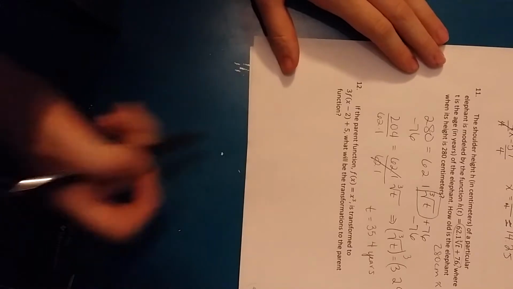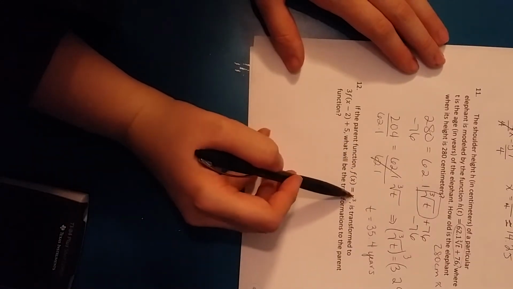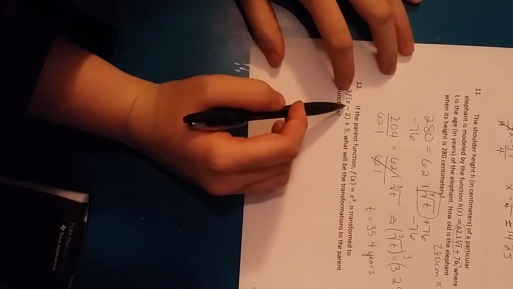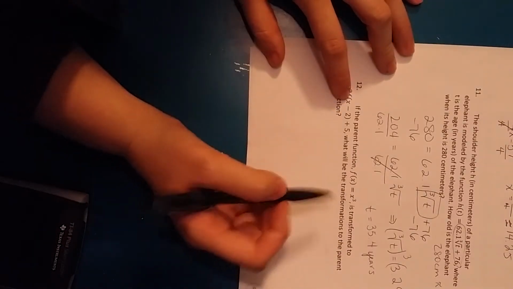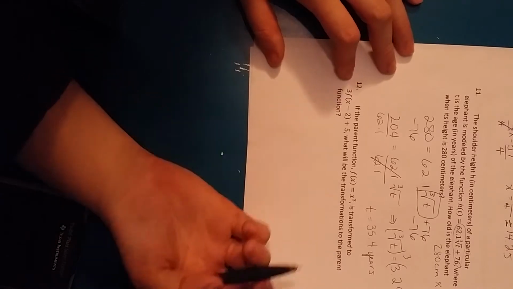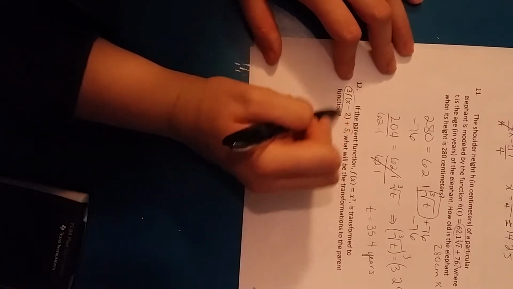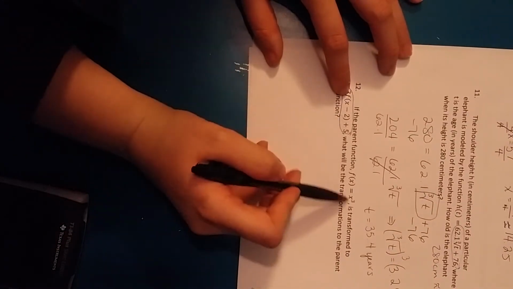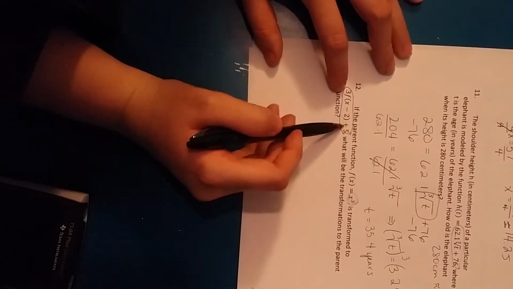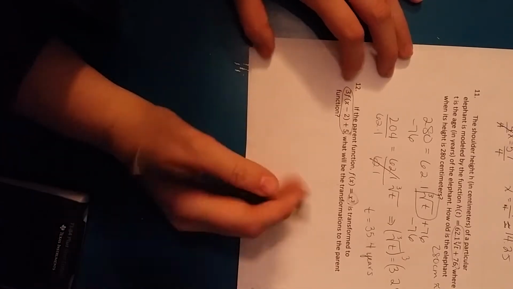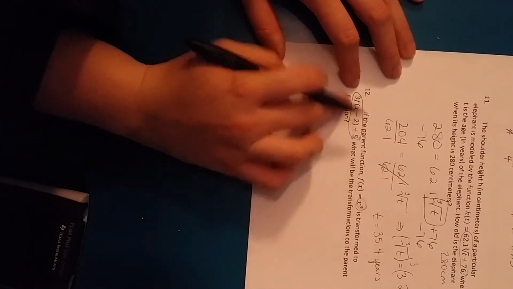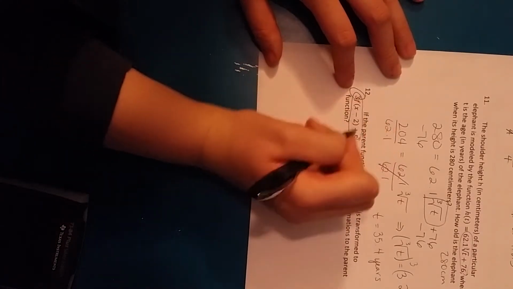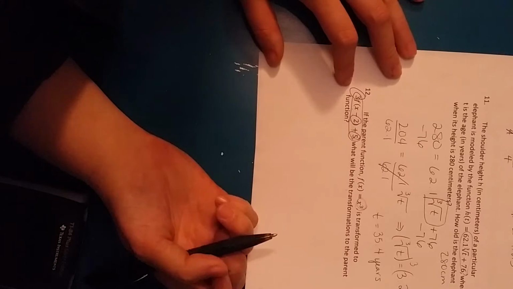So number 12 is asking, if the parent function f of x equals x cubed is transformed into 3 times the function of x minus 2 plus 5, what is the transformation to the parent function? So this is function notation, so I don't really know what my function is. I know it has to be some kind of cubic, and it's shifted, but I'm not given an equation. So I can create an equation, or I can just look at what's going on with these numbers.